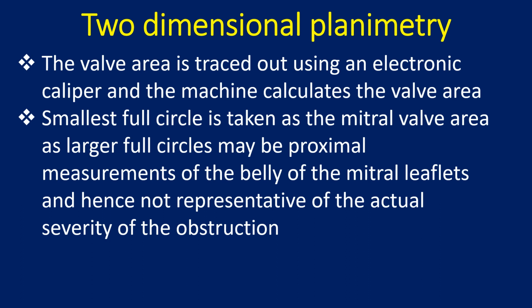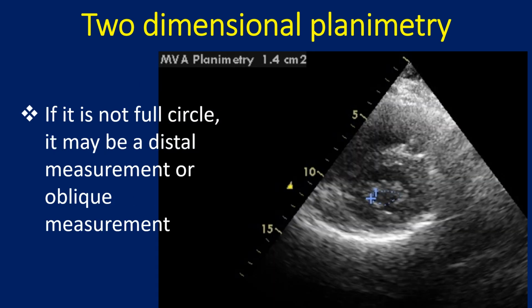Smallest full circle is taken as the mitral valve area, as larger full circles may be proximal measurements of the belly of the mitral leaflets and hence not representative of the actual severity of obstruction. If it is not a full circle, it may be a distal measurement or oblique measurement.